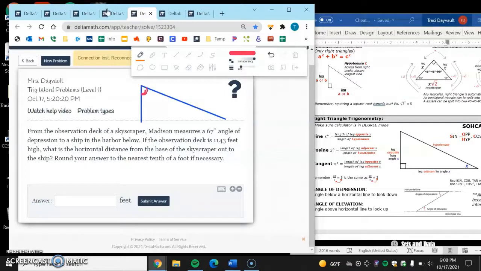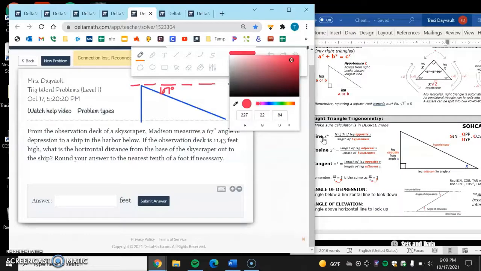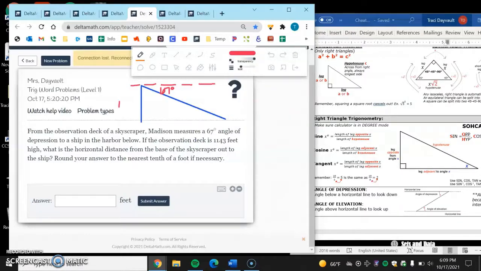That's not the angle of depression. The angle of depression would be from a horizontal line. Okay, the angle of depression is from a horizontal line, so it would not be this angle here. All right. The observation deck is 1143 feet, so that's how high this is.